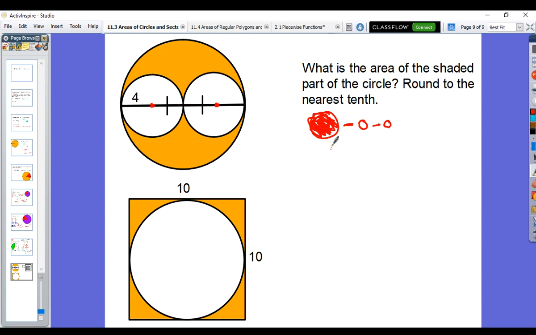So that's what we're going to do. We're going to take that as 8. So we're going to do pi 8 squared. Okay. If we square that, we get 64 pi. So that's the area of the big circle.